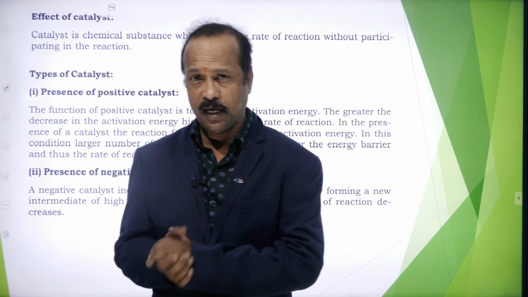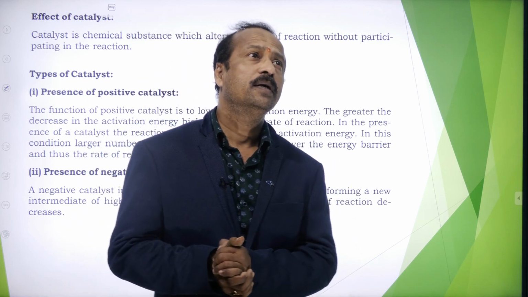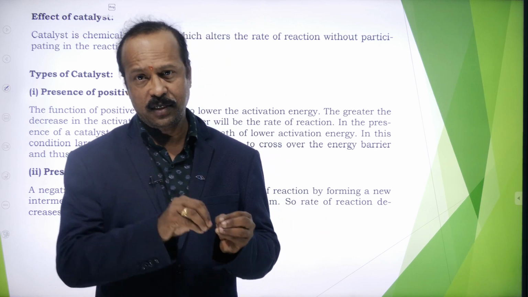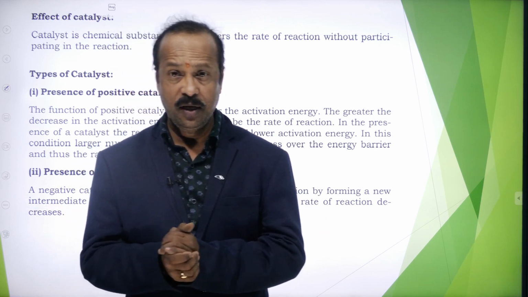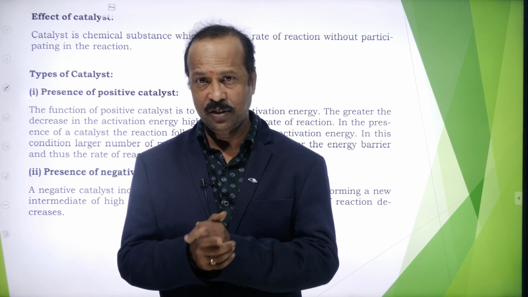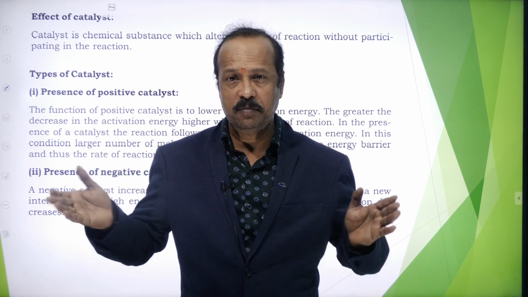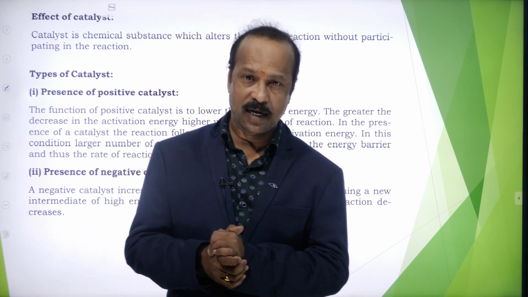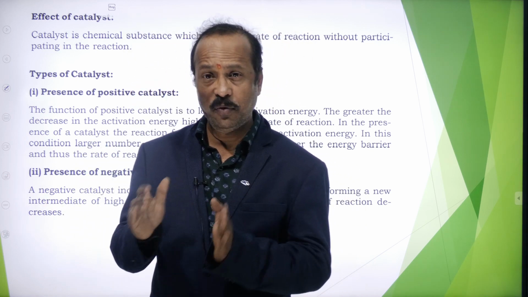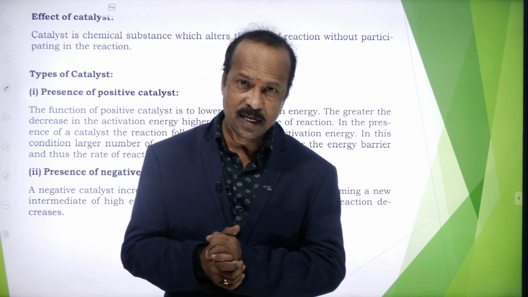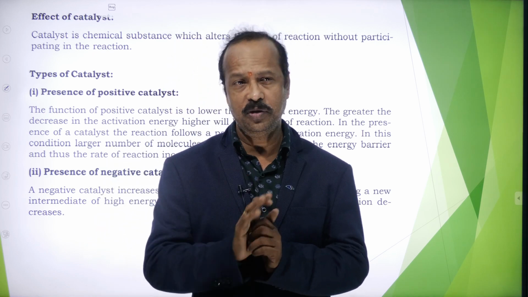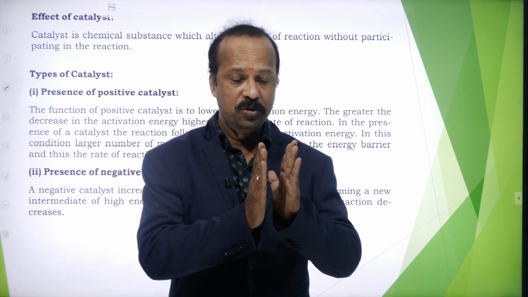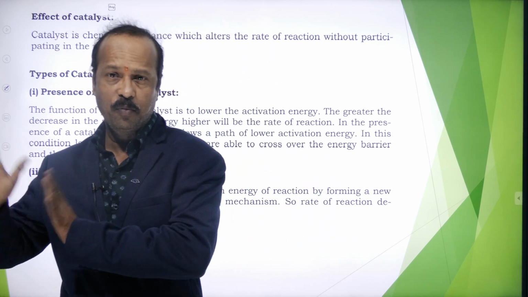For example, there is one reaction, nitrogen and hydrogen reacting to form ammonia. In this reaction, when it takes place in an industrial process, we add a catalyst. Finely divided iron acts as a catalyst, and of course we also add molybdenum, which acts as a promoter.